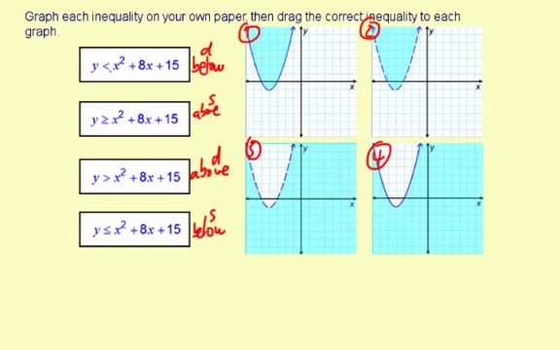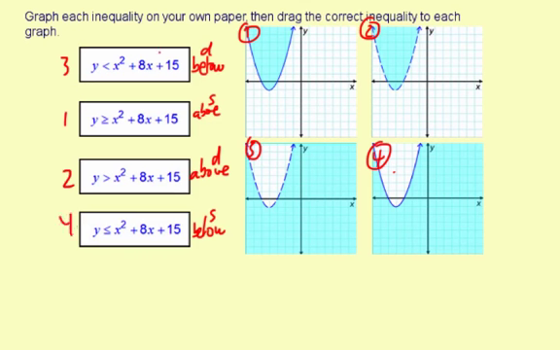So for this first one, you have a dashed line and the shading is below. That means you're going to be at graph number 3, this one here. And greater than or equal to, it's a solid and your shading is above, which is graph number 1. For this third one, you have greater than, it's a dashed line and the shading is above, which is graph number 2. And then you have y is less than or equal to, that's a solid line and the shading is below. So that's going to be graph number 4.